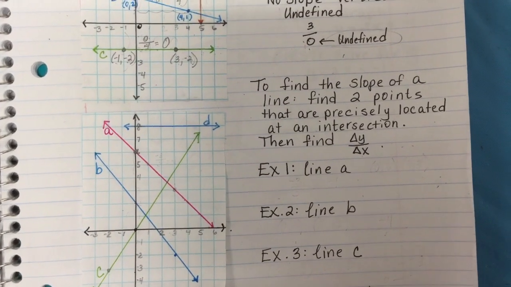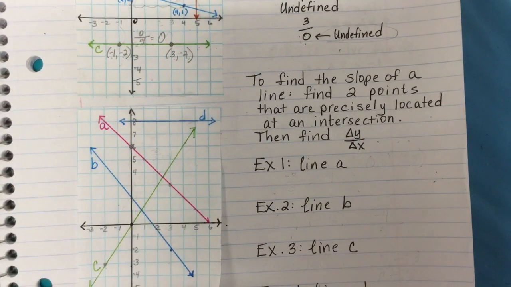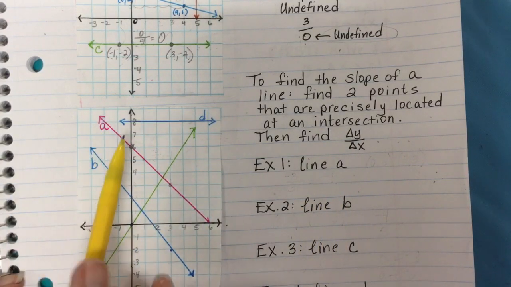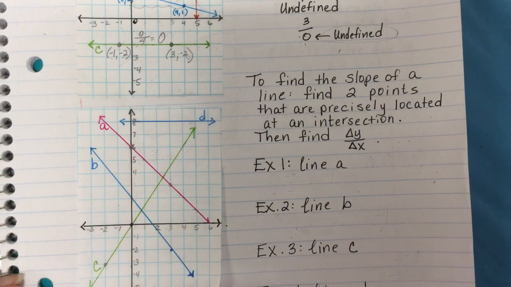Here's the second part of our notes. So let's start with line A. Now you might be able to tell right away that line A is a negative slope. It is going down from left to right. So we want to calculate that slope.